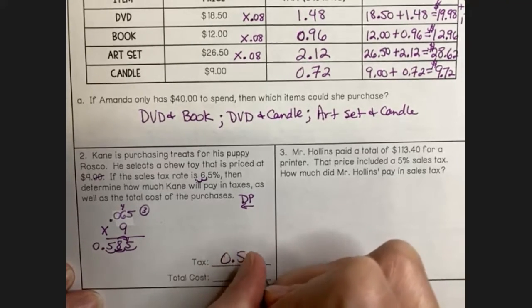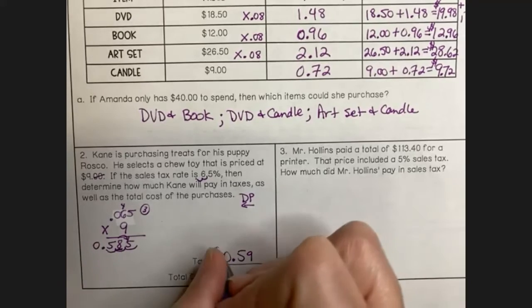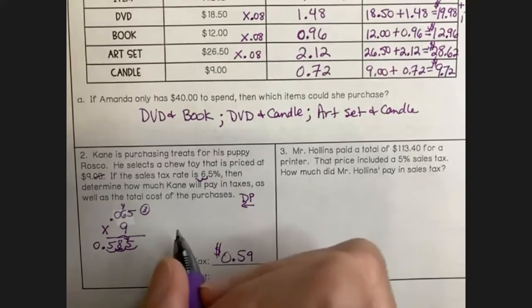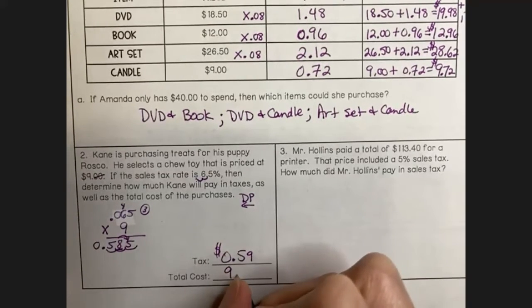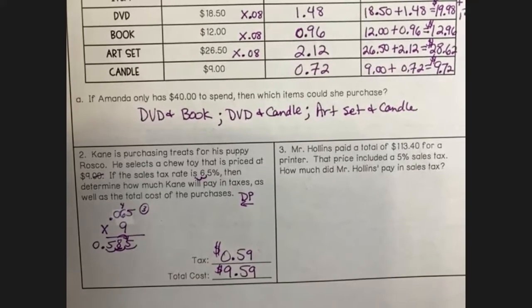Uncle Sam wants every penny he can get from you. So that's 59 cents in tax. And I'm going to add that tax back to the $9. So it's $9.59. And we don't need to do that out by hand.